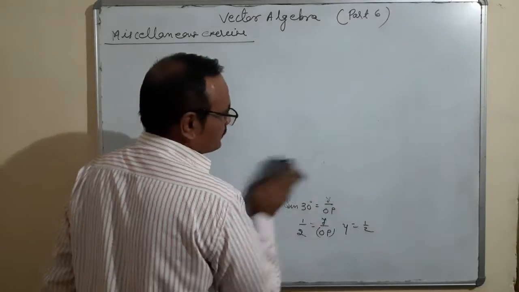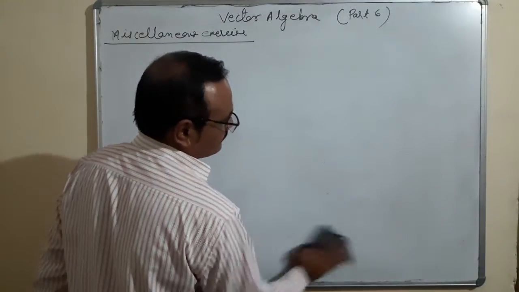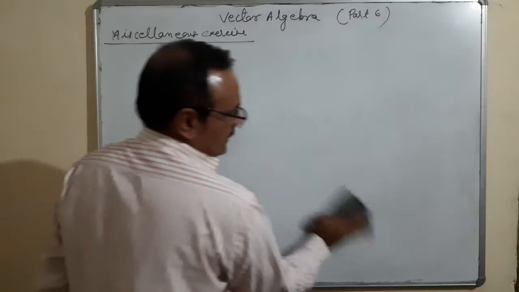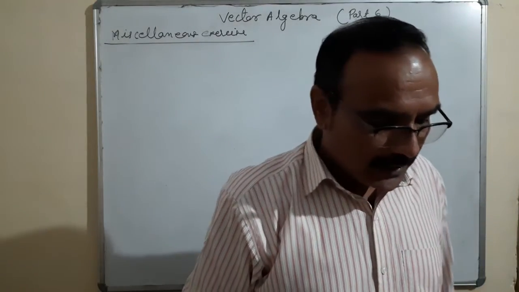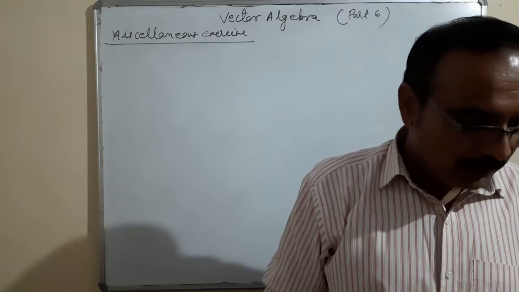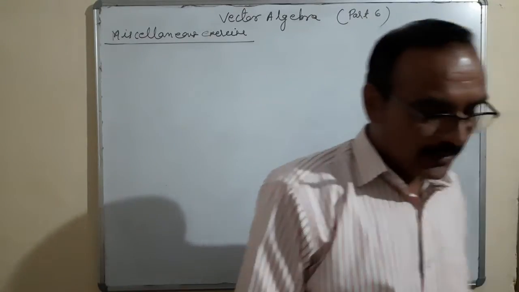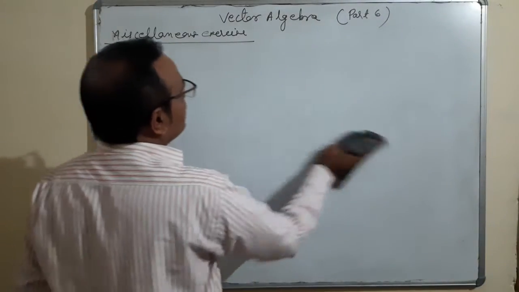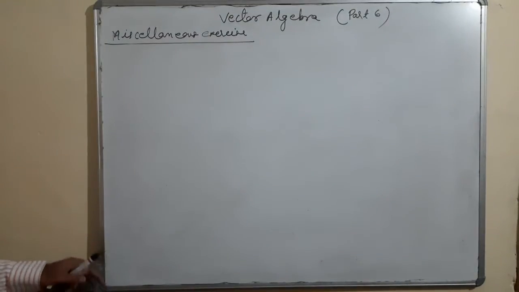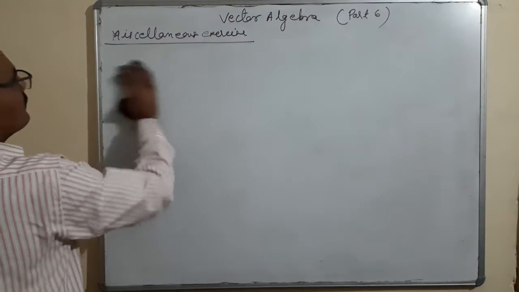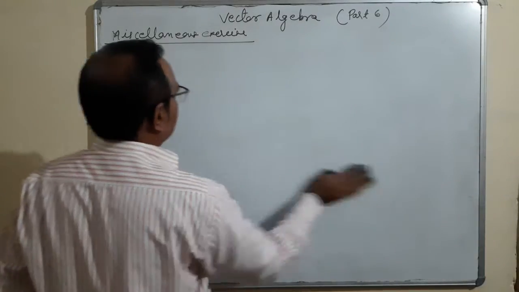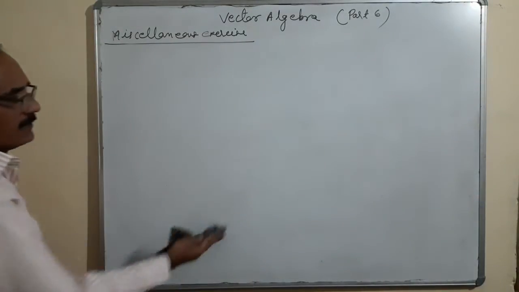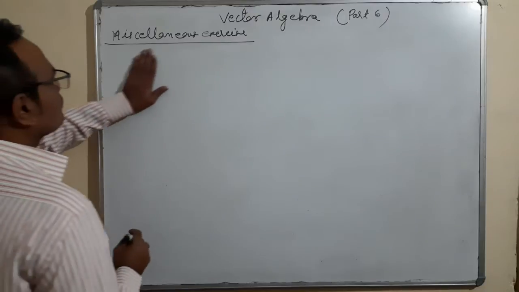Now let us see question number 2. The second question of this exercise says: find the scalar components and the magnitude of the vector joining the points P and Q, with coordinates P (x1, y1, z1) and Q (x2, y2, z2). Two things are given. One is we are finding the scalar components, and second is the magnitude.